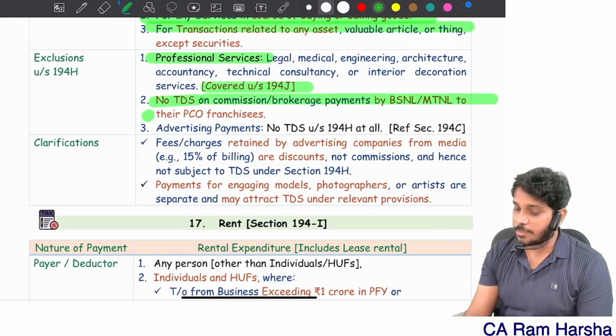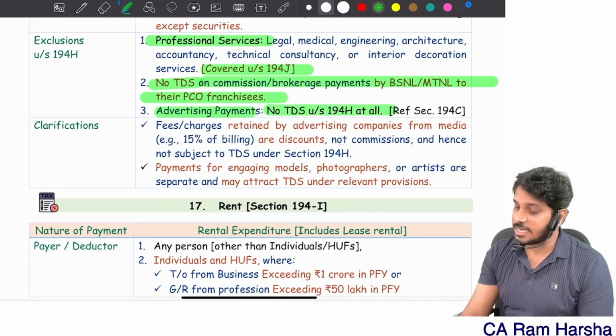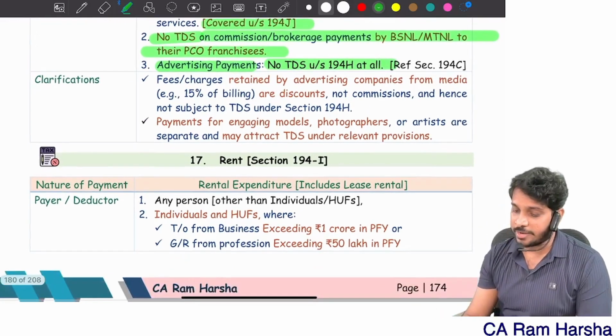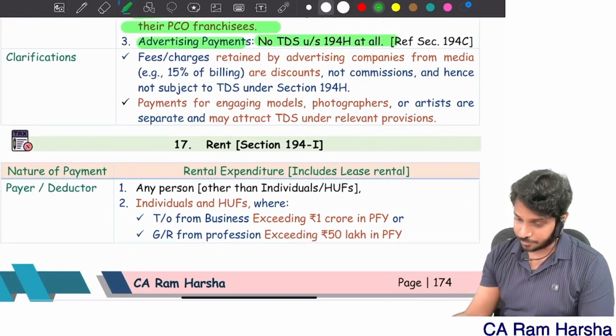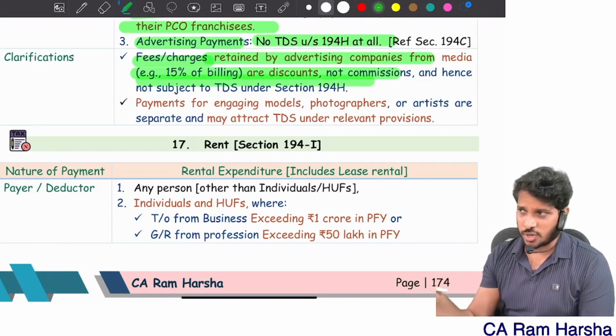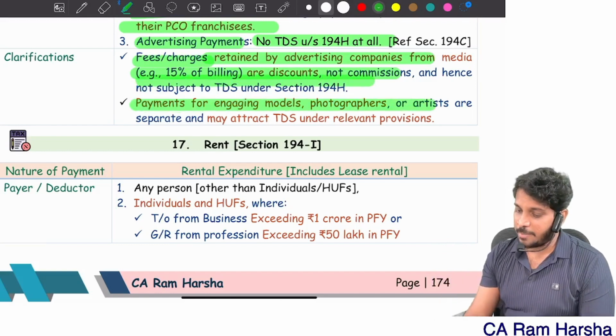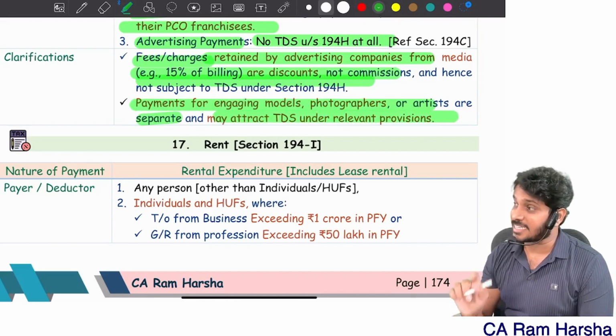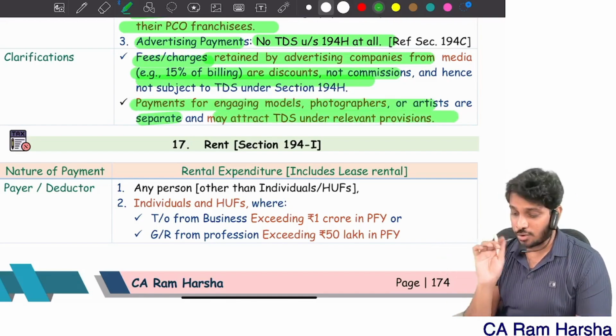No TDS on commission paid by BSNL. Advertising related, no TDS at all under section 194H. Correct? Now, fees retained by advertising company from media house. I think this is not required. In our regular class, we clearly discussed this, but it is not required here. Payment for engaging models, photographers, artists are separate and they may attract TDS under 194J. Yes or no?